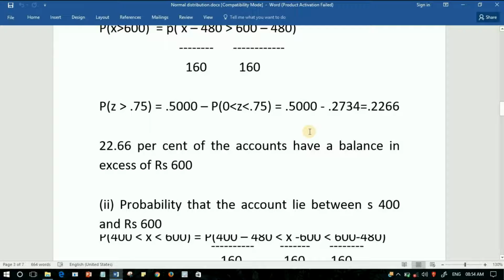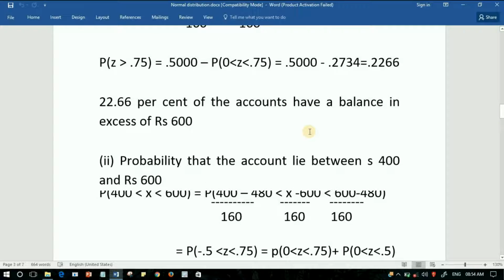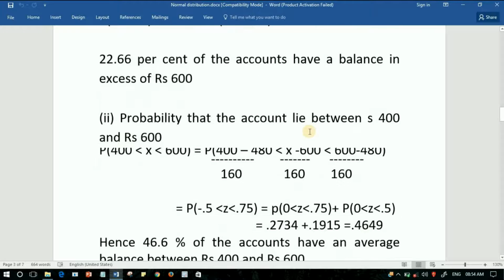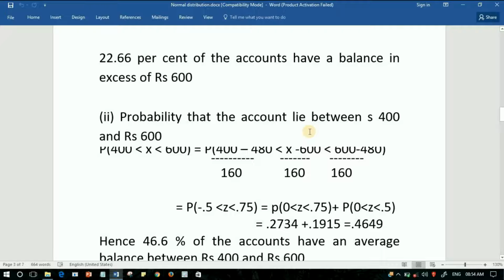Second question, probability that the account lies between rupees 400 and 600. Lie between means the value in between 400 and 600. That is, we have to find out probability of 400 less than x less than 600. So we are doing the transformation, that is, we are going to convert into standard normal distribution. We are subtracting 480 and dividing by 160. That is (400 minus 480) by 160 less than (x minus 480) by 160 less than (600 minus 480) by 160. That is probability of, substituting, we get minus 0.5 less than z less than 0.75.